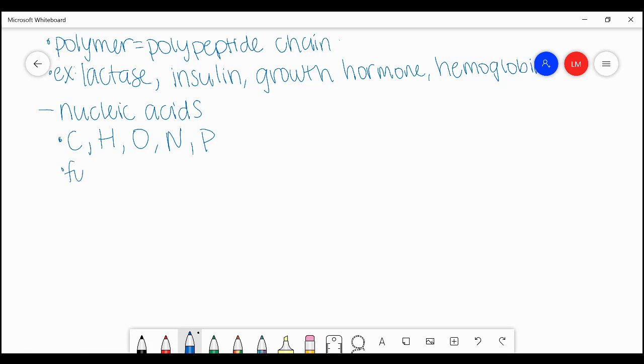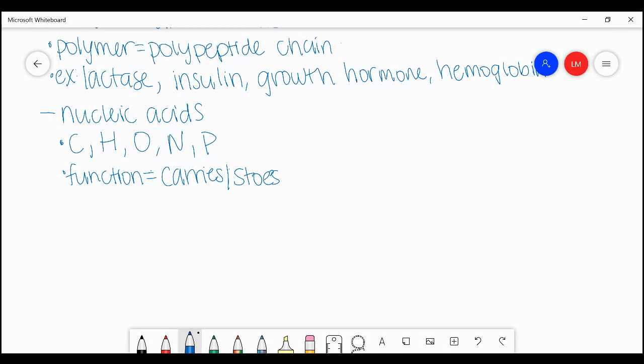The function of nucleic acids is that it carries and stores genetic info. The monomer, or smallest unit, is called a nucleotide.